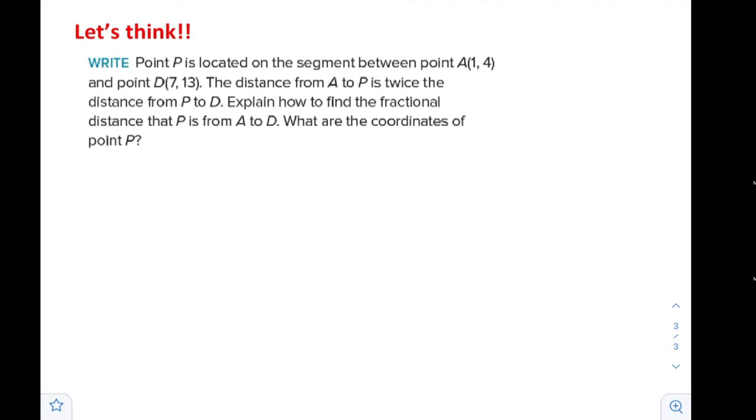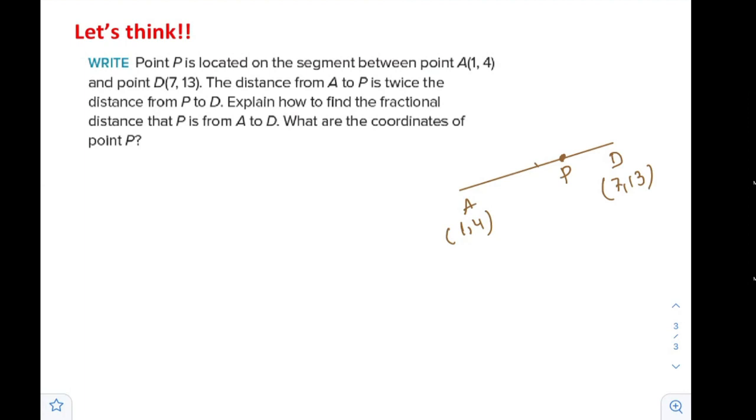And now let's think, how can we find the fractional distance from the text of the problem? Point B is located on the segment between point A, 1, 4, and point D, 7 and 13. Let's sketch it to understand the situation. We have here point P somewhere between A and D. A is given to be 1, 4, and D, 7 and 13. B is somewhere between them. Here, somewhere. This is B.